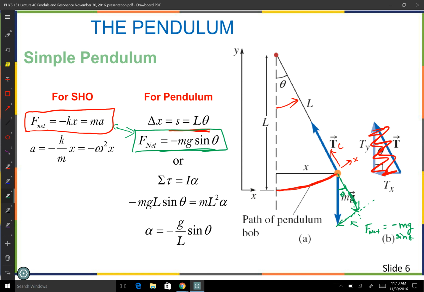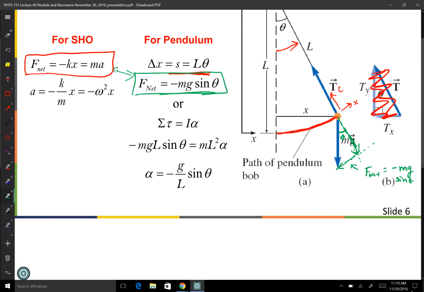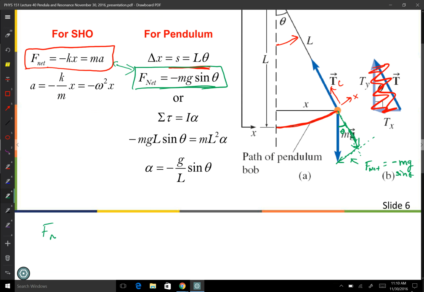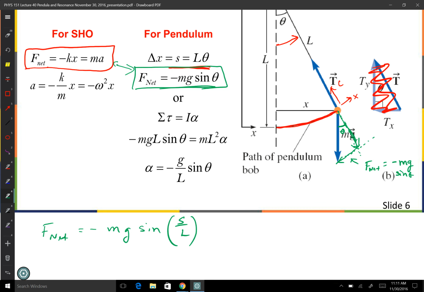I can go one step further, because what was my actual variable that I said is the displacement? Delta x equals s, the arc length, which is L theta. So I could actually write this one step further as force net equals minus mg sine of parentheses. Since s is L theta, then theta is s over L. And sine of s over L is not the same as s.